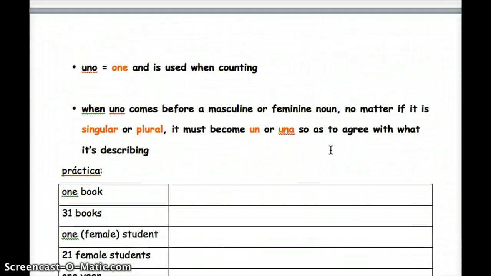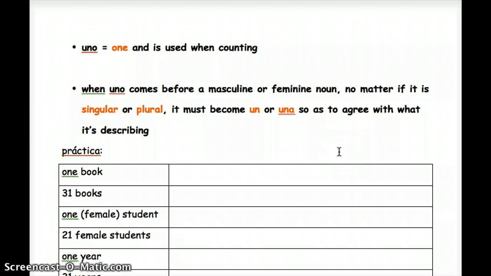Chicos, the word uno means one, it's the number. When you're just counting like 1, 2, 3, 4, 5, that's when you're going to use uno. But if you have the number 1 and it comes before a masculine or feminine noun, no matter if it's singular or plural, doesn't matter if it's one thing or more than one thing, uno is going to become un or una so as to agree with what it's describing.